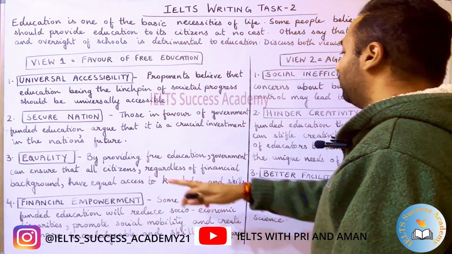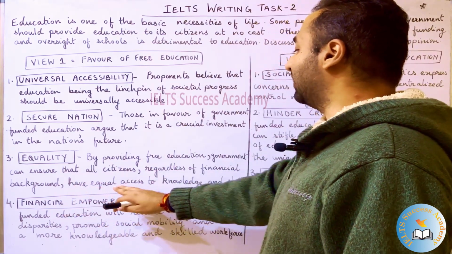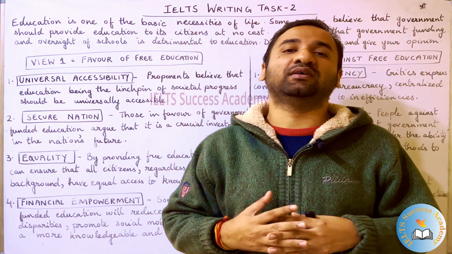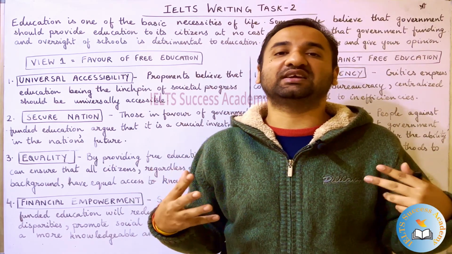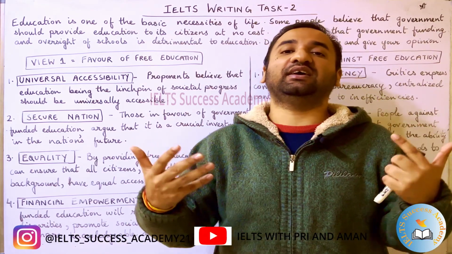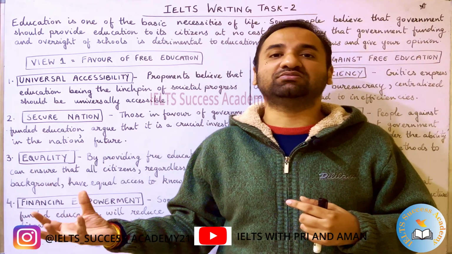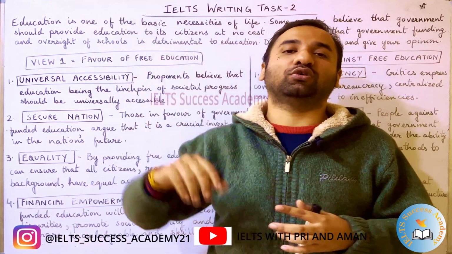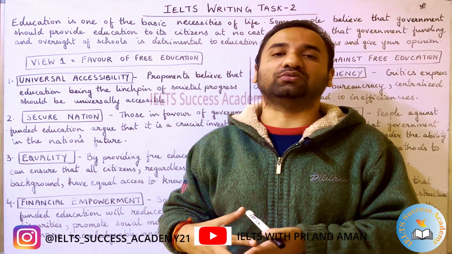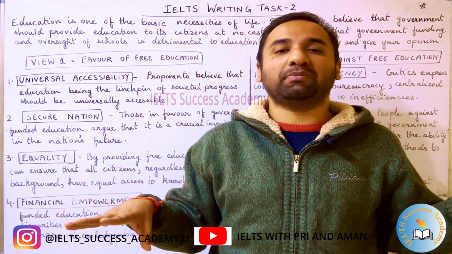Equality. By providing free education, government can ensure that all citizens, regardless of their financial background, have equal access to knowledge and skills. It also gives equality because if everyone is getting the same quality of education, then they can elevate their backgrounds. It is not about this person being rich, so he can go to a private school, or that person being poor, so he has to go to a government school or a low quality school. Since education is funded by the government, everyone has the same platform.